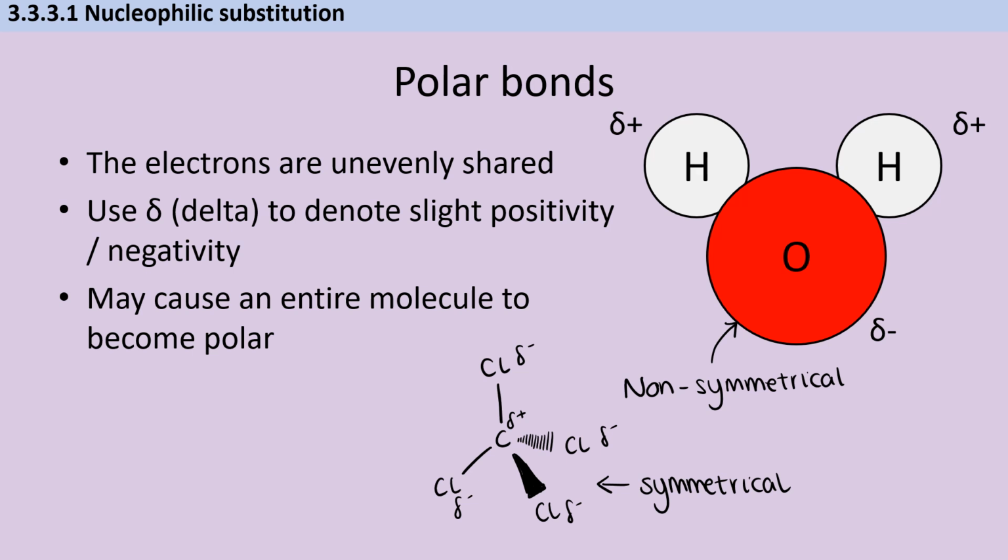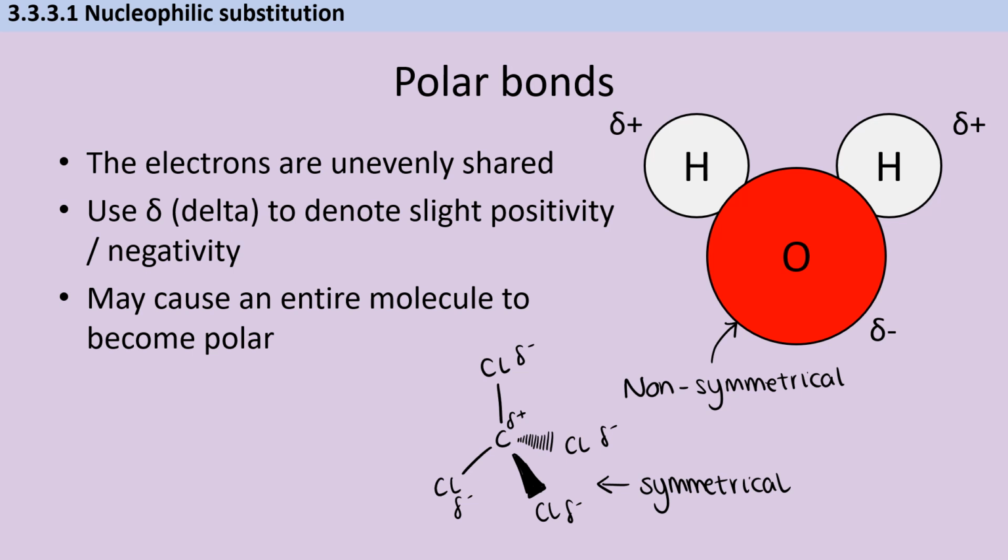Now this is important because it's those polar bonds that allow a halogenoalkane to be attacked by a nucleophile. You'll remember from your bonding topic that in a polar bond, the electrons that are shared in that bond are not perfectly in the middle. Instead, they're pulled slightly towards the more electronegative element, and so this causes it to become slightly negatively charged. And we show this very slight negative charge using a lowercase delta.